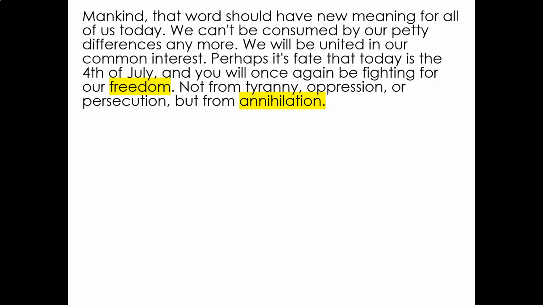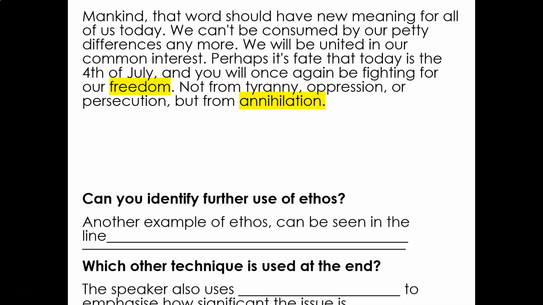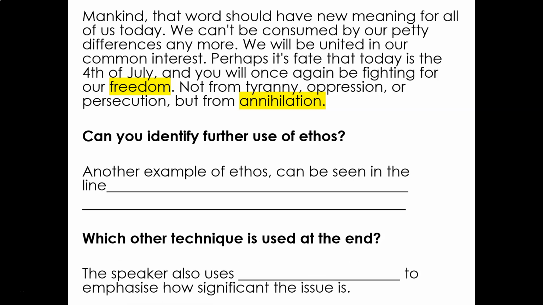Okay, some questions to guide us through them. Can you identify any further examples of ethos in this paragraph? Make sure you clearly explain what you have chosen and why below. Another example of ethos can be seen in the line. Make sure you quote it from the text and say why.